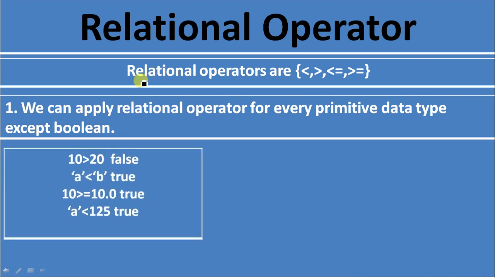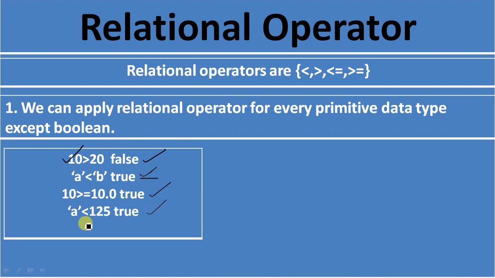Here you can see we can apply relational operators. 10 greater than 20, which is false. 10 is always less than 20, so the result of this expression will be false. A less than B, true. 10 greater than equal to 10.0, true. A less than 125, true.